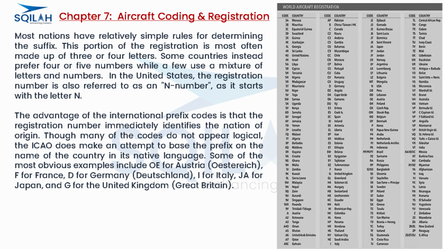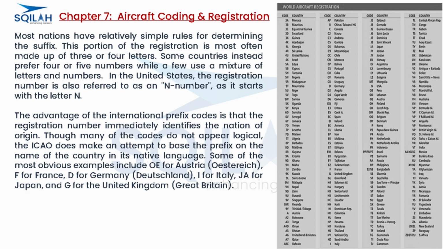In the United States, the registration number is also referred to as an N number, as it starts with the letter N. The advantage of the international prefix codes is that the registration number immediately identifies the nation of origin. Though many of the codes do not appear logical, the ICAO does make an attempt to base the prefix on the name of the country in its native language.